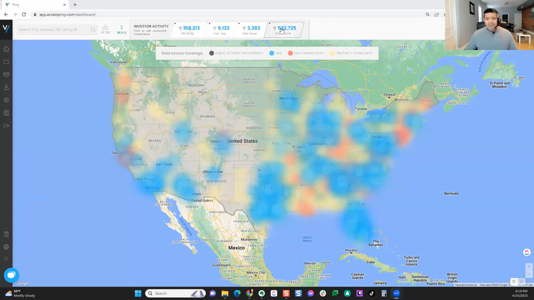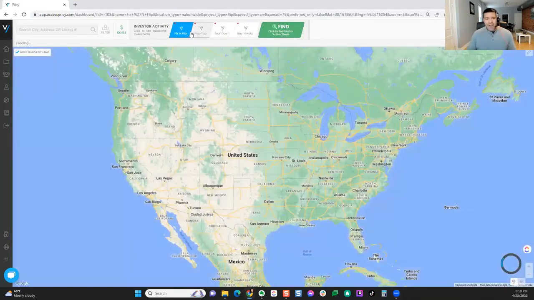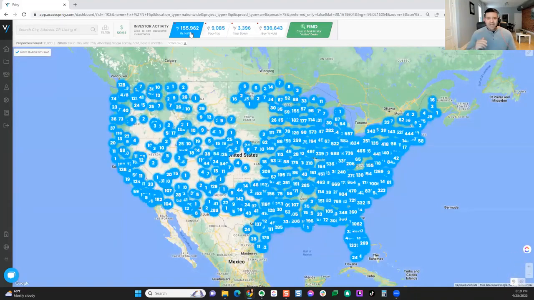Right here at the top, we've got these easy buttons. If I click this one that says fix and flip, it's going to plot on the map all the fix and flips that have happened in the last 12 months. Now, I'm not trying to tell you that you need to go do a fix and flip, but we all know the best way to measure a deal is the percentage of ARV, right? The lower the percentage, the better the deal is.